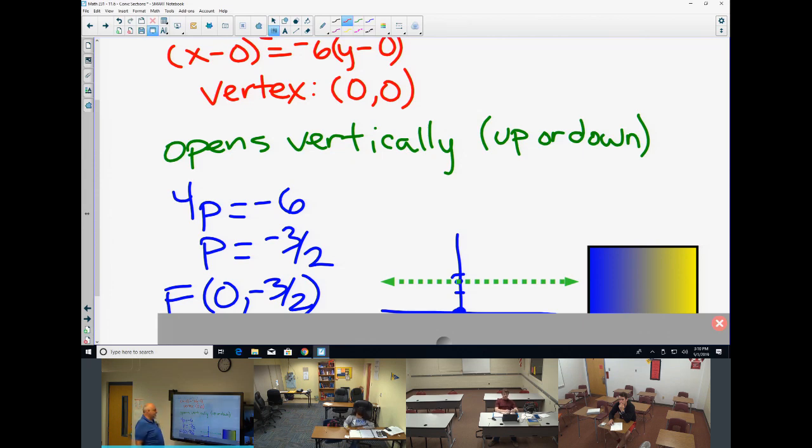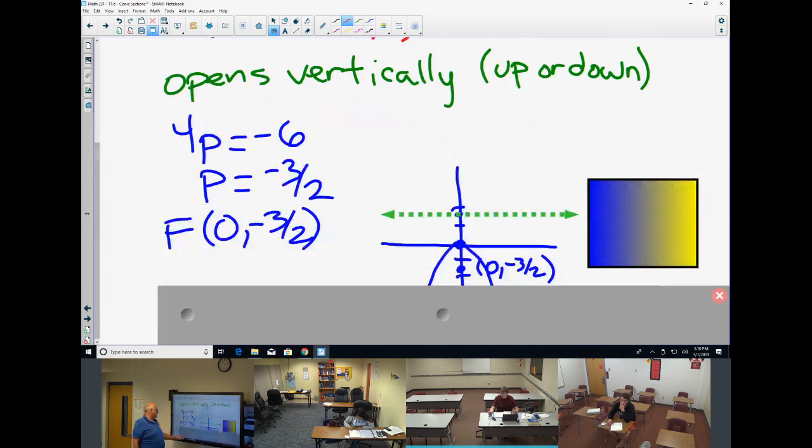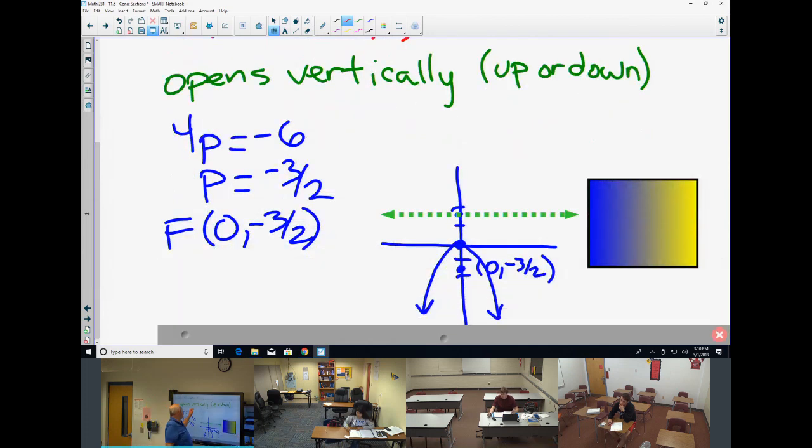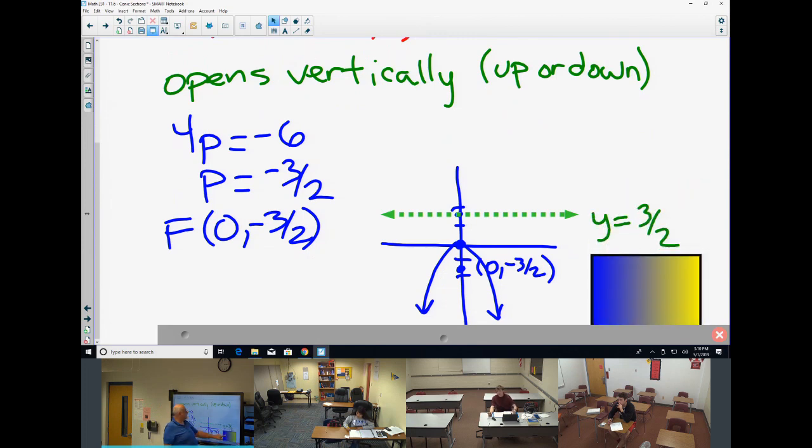Let's see, Weston, what is the equation of the directrix? I'd lost track. Y equals 3/2. Very good. Okay? Any questions? So that's the quick and dirty review of parabolas. We're moving on. That's all we're going to do here. So now we're going to go on to ellipses.